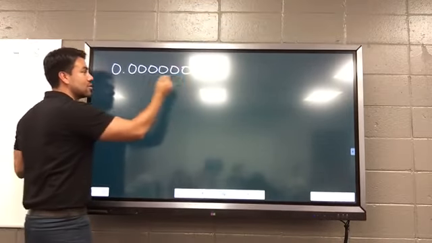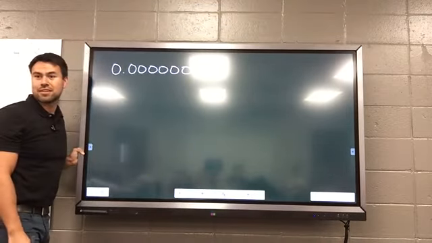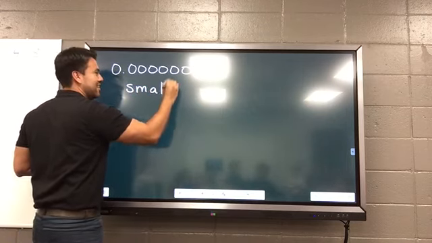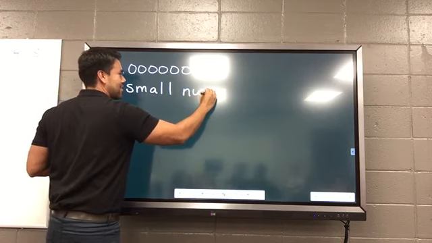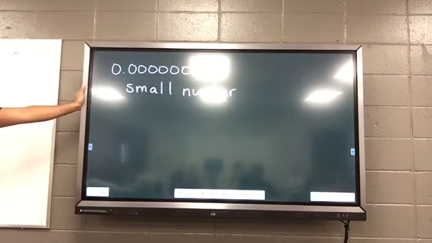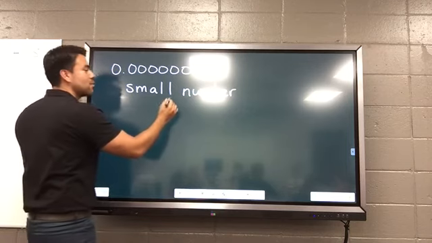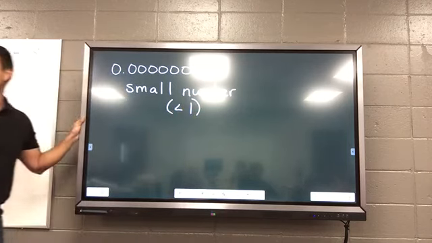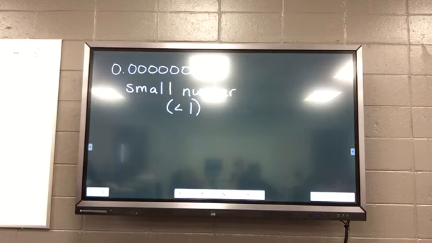How many of you would consider this a small number? So would I. I think it's very small. And this is going to help you to actually convert standard to scientific. My definition of small number is less than 1. So you're saying 1/10 is small? Yeah, 1/10 is small. 9/10, is that small? Yep, pretty small. Anything below 1 is small.